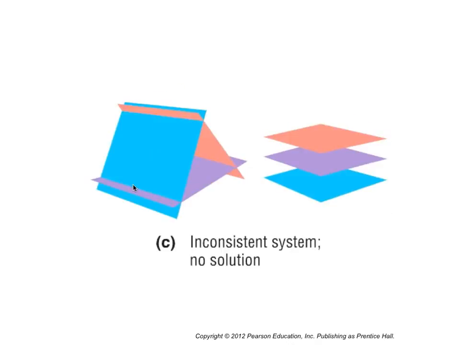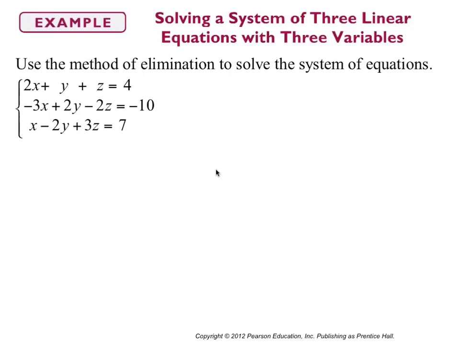And then this right here is an inconsistent system. If you look, there's no place at which the blue, the purple, and this pink color all intersect. The blue and the purple intersect, the blue and the pink intersect, and the pink and the purple intersect with one another, but they never all intersect in one place. So this is a no solution type of problem. This is an inconsistent system.